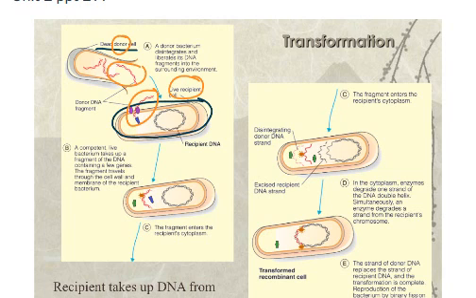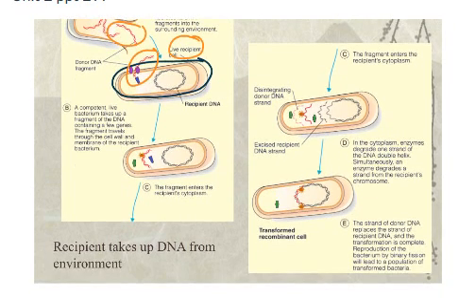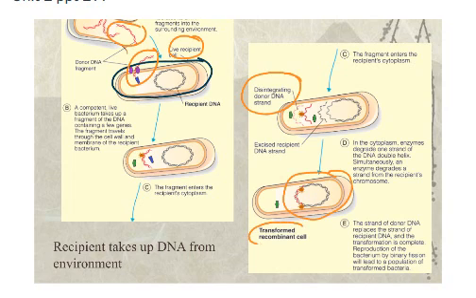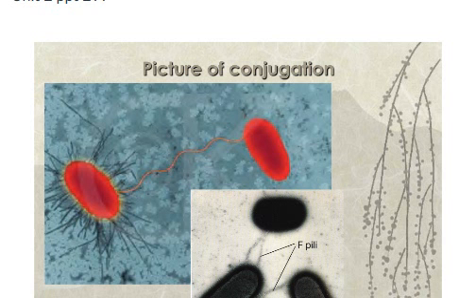Once it incorporates it into its genome from the environment, what happens is it starts disintegrating the donor strand and then incorporates it into the genome of the original strand. This is known as a transformed recombinant cell. So when you have transformation, you have a recombinant cell or a transformed cell. And again, this is picking up dead DNA from the environment and then incorporating it into a live recipient.